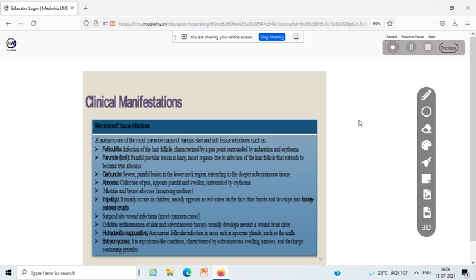Mastitis, breast abscess, impetigo. Impetigo is mainly seen in children and appears as red sores on the face that burst and develop into honey-colored crusts. Surgical site wound infections, cellulitis or inflammation of skin and subcutaneous tissue, hidradenitis suppurativa, which is a recurrent follicular infection in areas rich in apocrine glands. Botryomycosis, a mycetoma-like condition characterized by subcutaneous swelling, sinuses, and discharge containing granules.